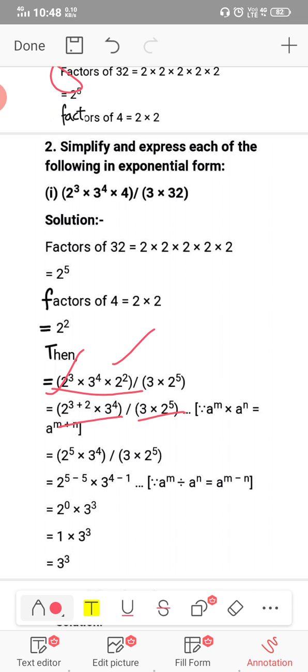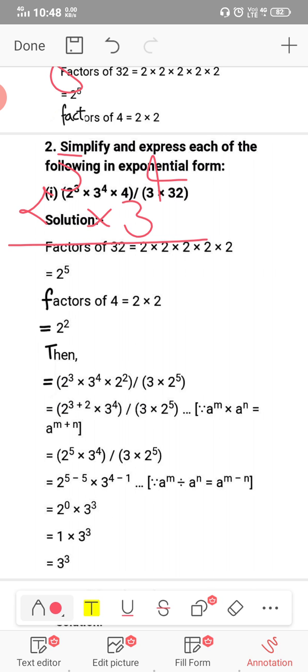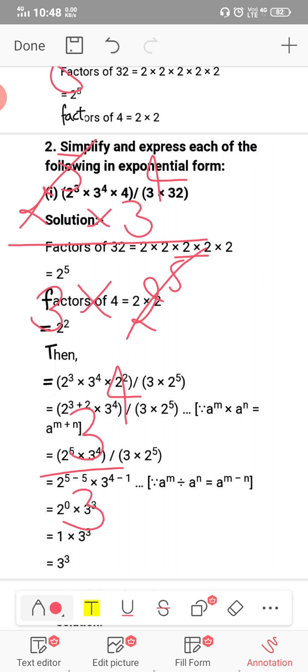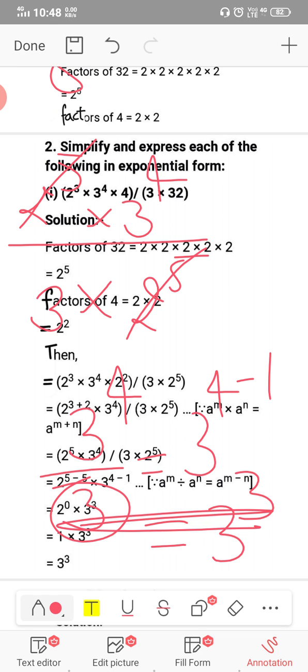Now we are having 2 to the power 5 into 3 to the power 4 divided by 3 into 2 to the power 5. From here we can see we are having 2 to the power 5 in numerator and denominator. We can cut them out and we can write it 3 to the power 4 divided by 3. In the denominator the 3 is having power minus 1, so we can write it 3 to the power 4 minus 1, which will give us 3 to the power 3. So our answer will be 3 to the power 3.